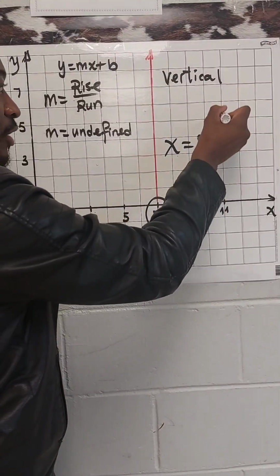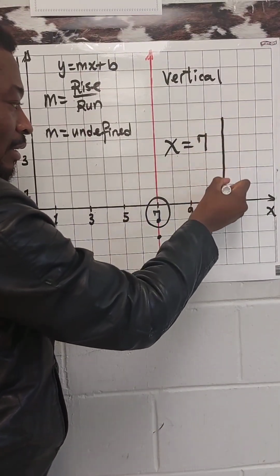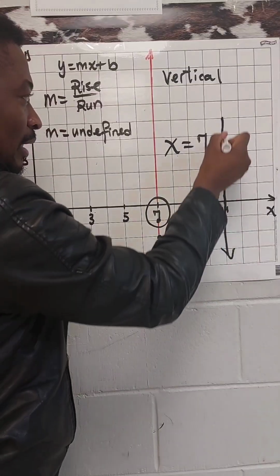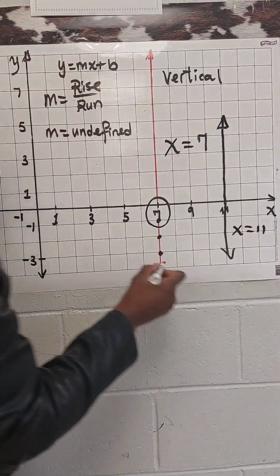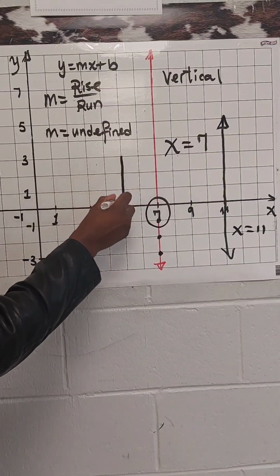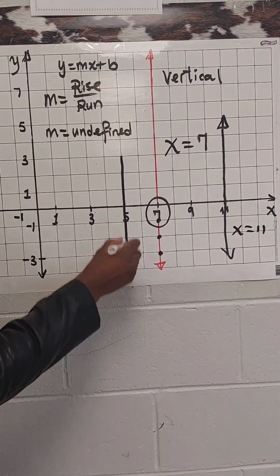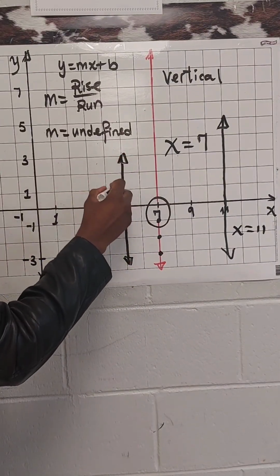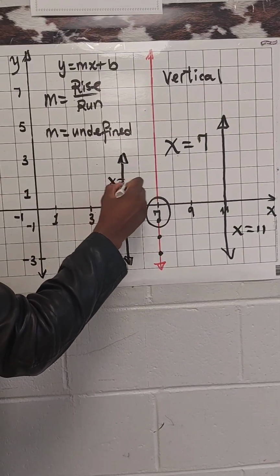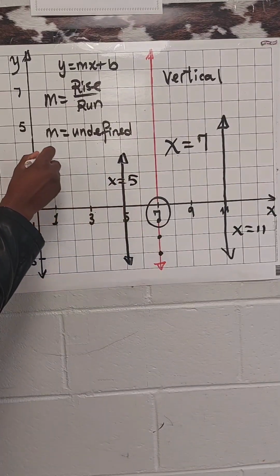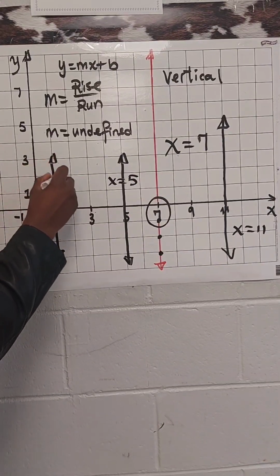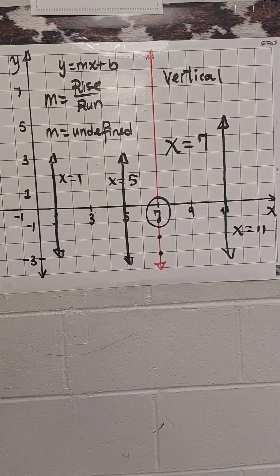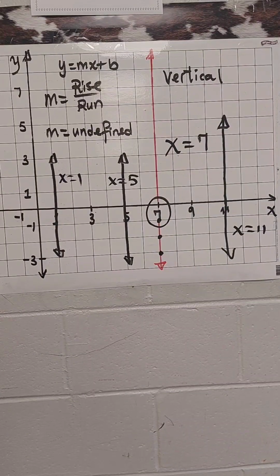In the same way, if I do a vertical line right here, guess what the equation will be? This will be the line where x is always equal to 11. If I do another vertical line right here, guess what the equation will be? This is the line where x is always equal to 5, and so on. Right here, this is the line where x is always equal to 1. Vertical line, x is equal to a constant number.